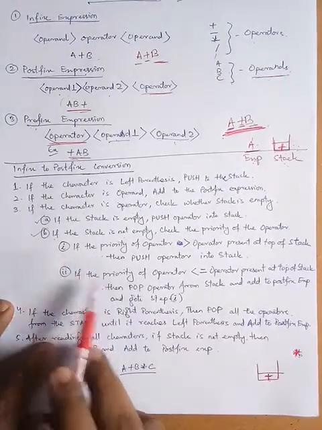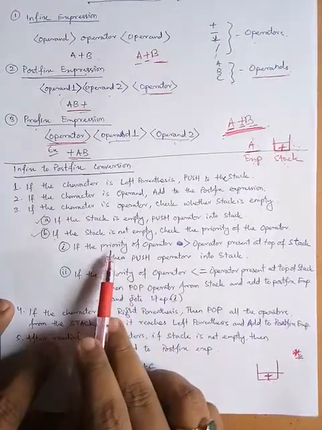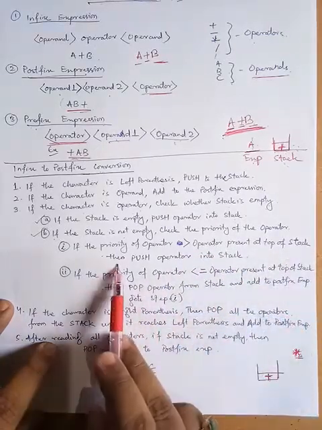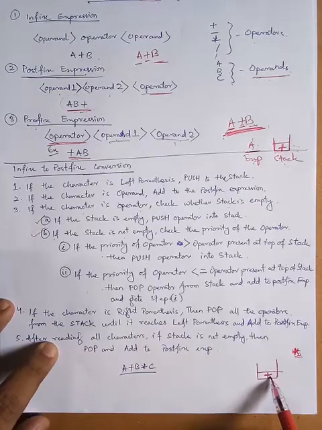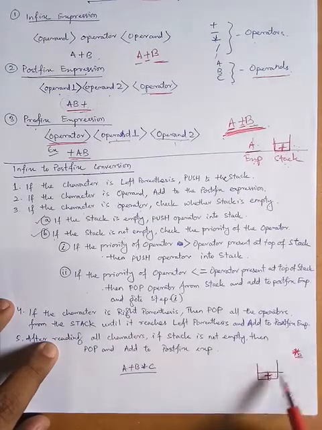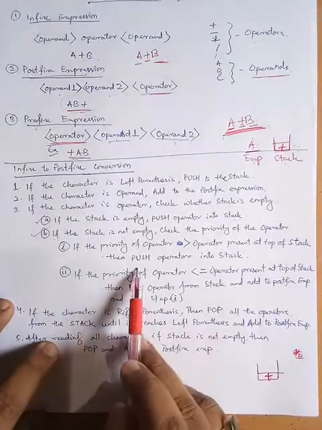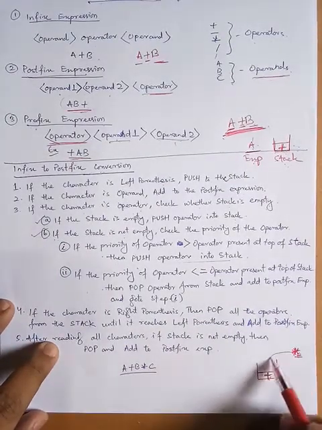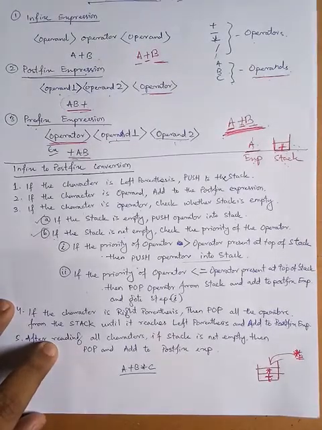Then there are two conditions. If the priority of the new operator is greater than the operator present at the top of the stack, and here the top of the stack is a single operator, the plus symbol, then since star has higher priority than plus, push the operator, the star, into the stack. That means star will be pushed into the stack. Okay, this is one condition.